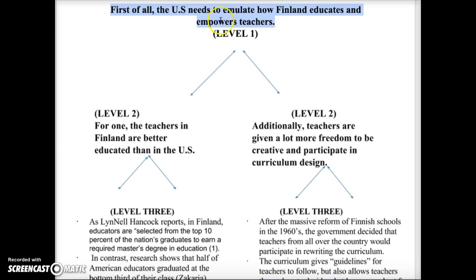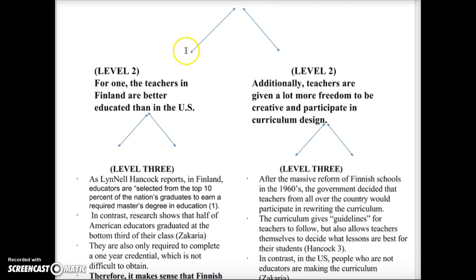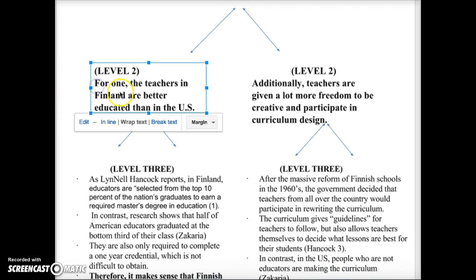First of all, the US needs to emulate how Finland educates and empowers teachers. So the topic of this body paragraph is looking at Finland's system and specifically how they empower and educate teachers. That's what this whole body paragraph is going to be about, all right? So now I'm moving on to this idea here to the left. For one, and this gets a little bit more specific, teachers in Finland are better educated than in the US, okay? So I'm speaking just about education here.